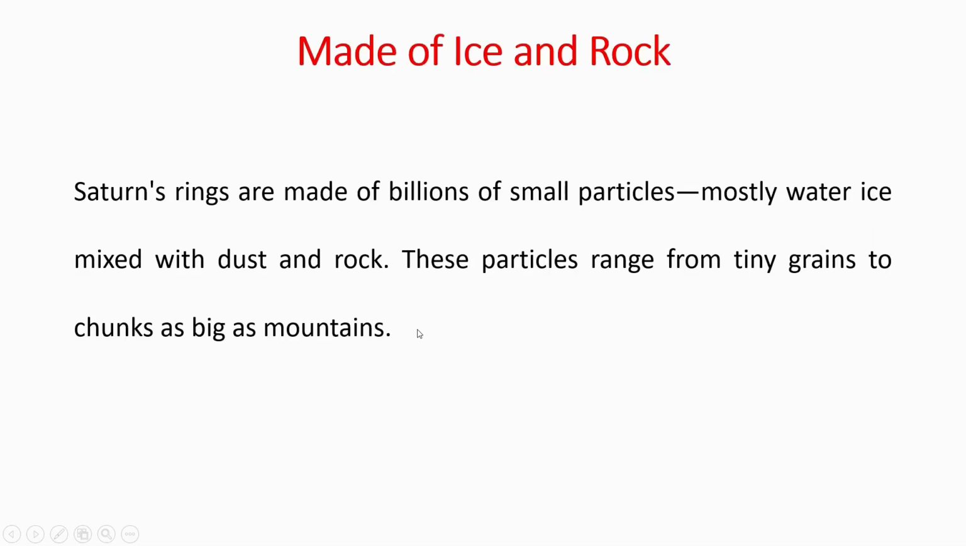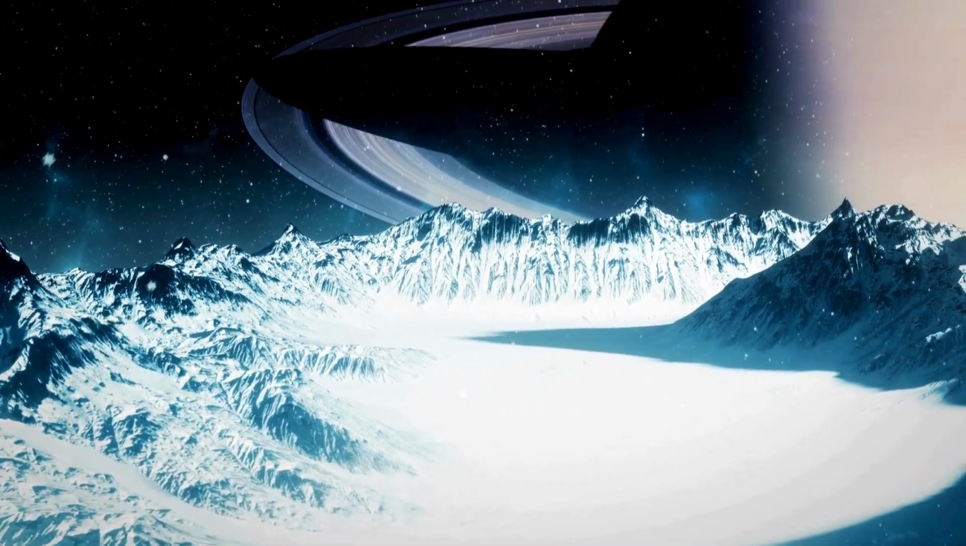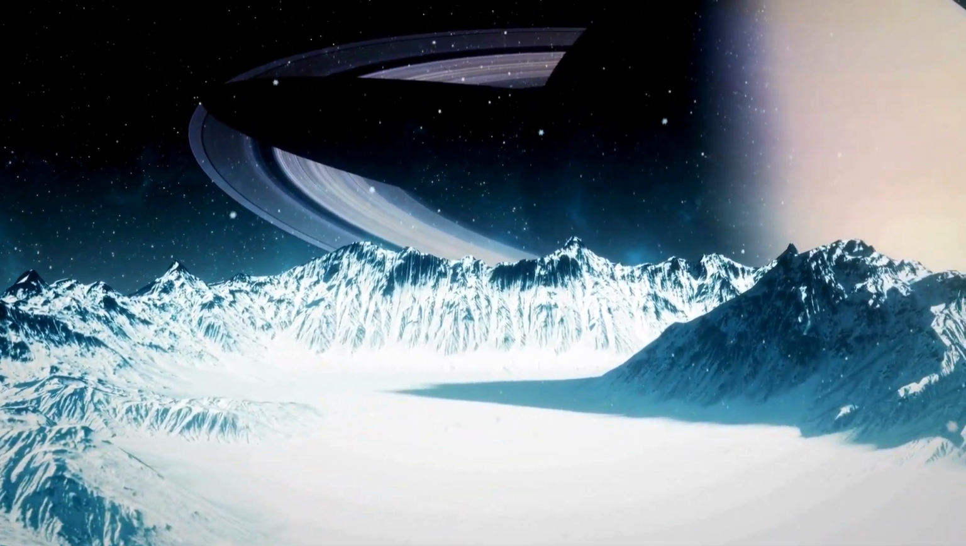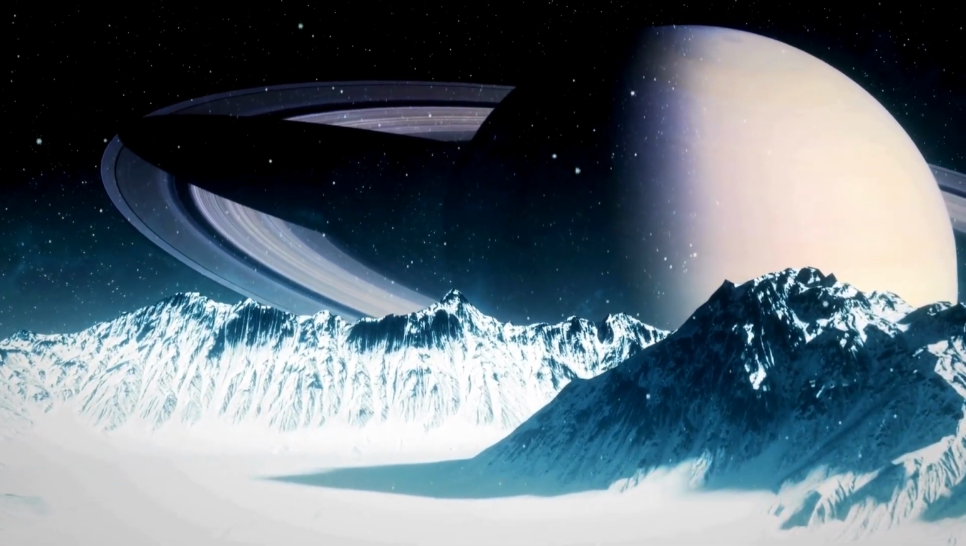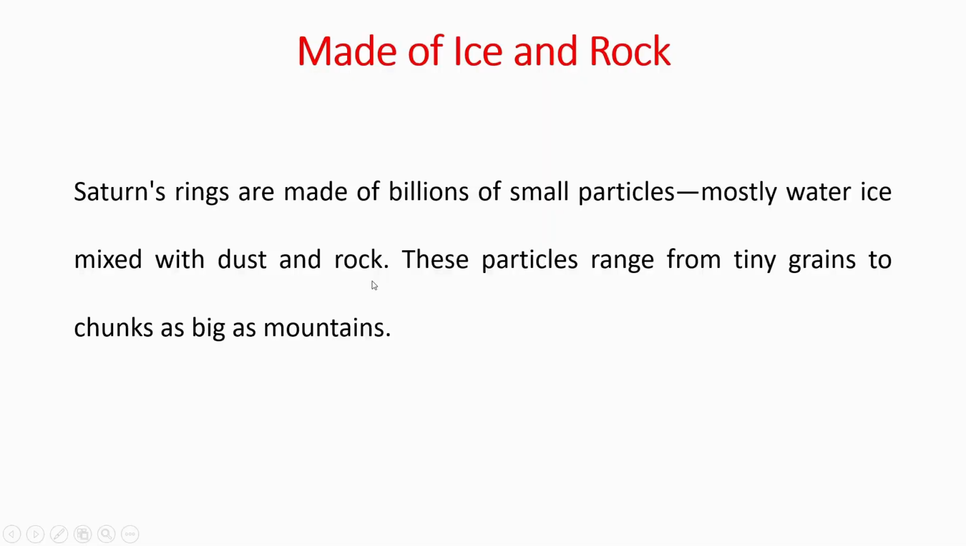Now the question is, what are these rings made of? They are made of particles which may be as small as tiny grains or chunks which can be as big as mountains, and they are mainly made up of water ice mixed with dust and rock.